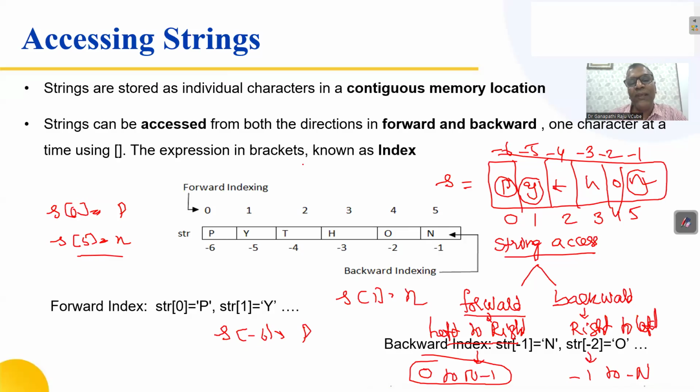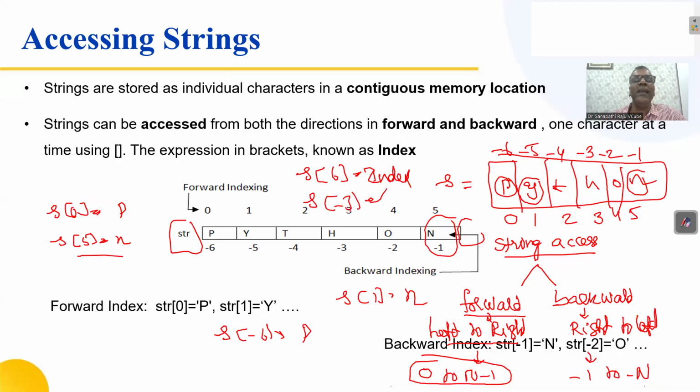Now, apart from them, if I ask s of 6, can anyone tell me the output? I have data only up to s of 5. This gives an index error. There is no data at s of 6. In the same way, if I want to access the data at s of minus 7, this also gives an index error. The indexes we pass are always integers. So if I pass s of 1.1, it is an error. You cannot pass other data. The index must always be an integer. Is it okay for all of you?